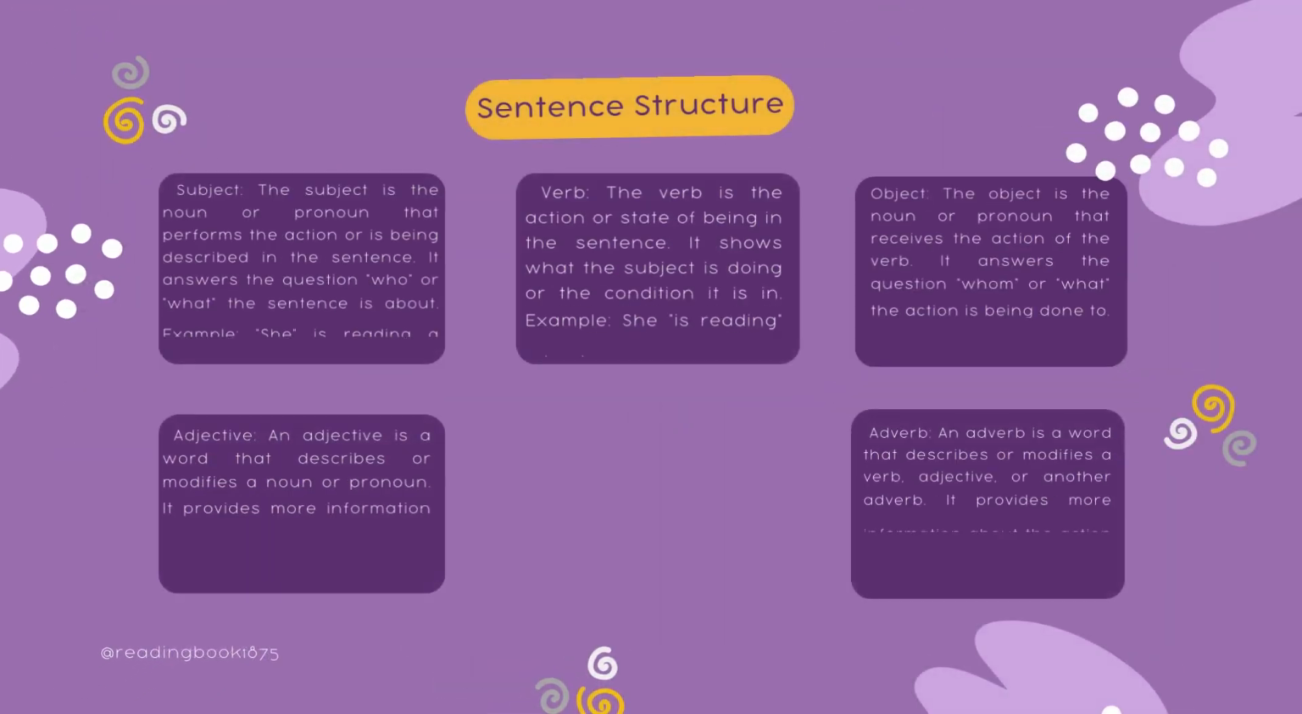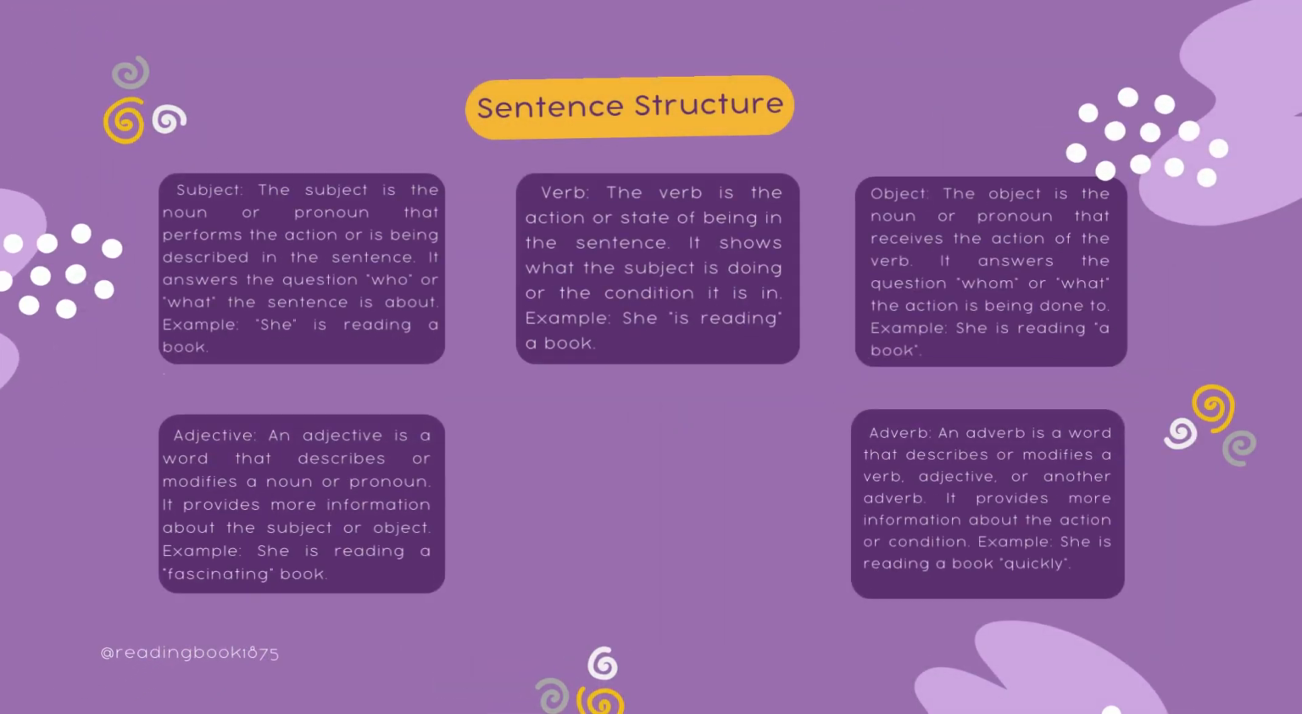Sentence structure. 1. Subject. The subject is the noun or pronoun that performs the action or is being described in the sentence. It answers the question, who, or what, the sentence is about. Example: she is reading a book. 2. Verb. The verb is the action or state of being in the sentence. It shows what the subject is doing or the condition it is in. Example: she is reading a book.